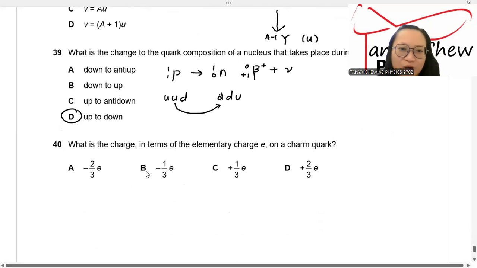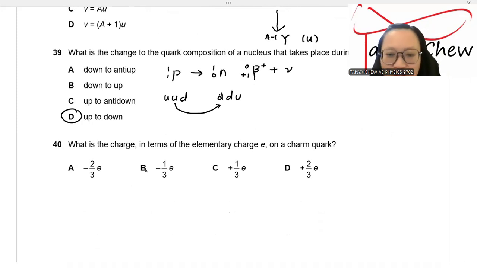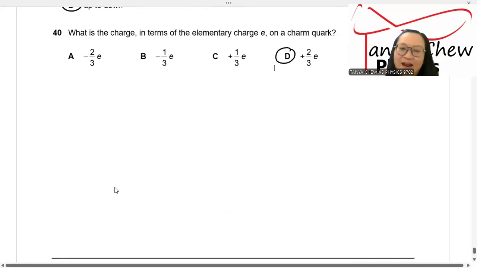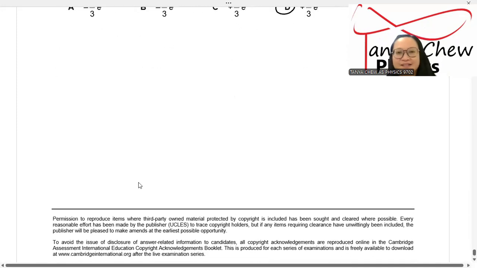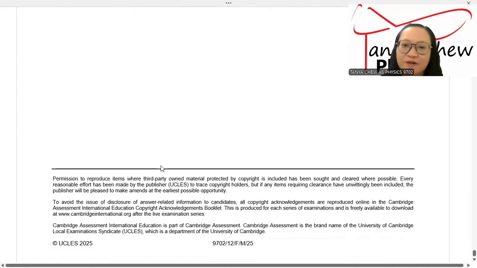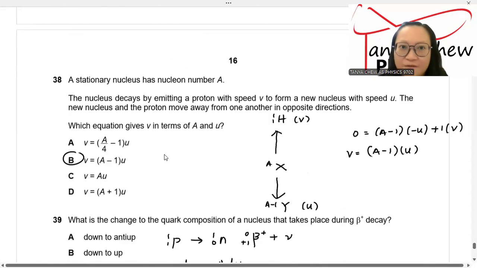Number 40. What is the charge in terms of elementary charge e on a charm quark? Charm is positive 2 over 3 e. Right? That is all about our discussion on AS Physics, paper 1, February, March 2025.